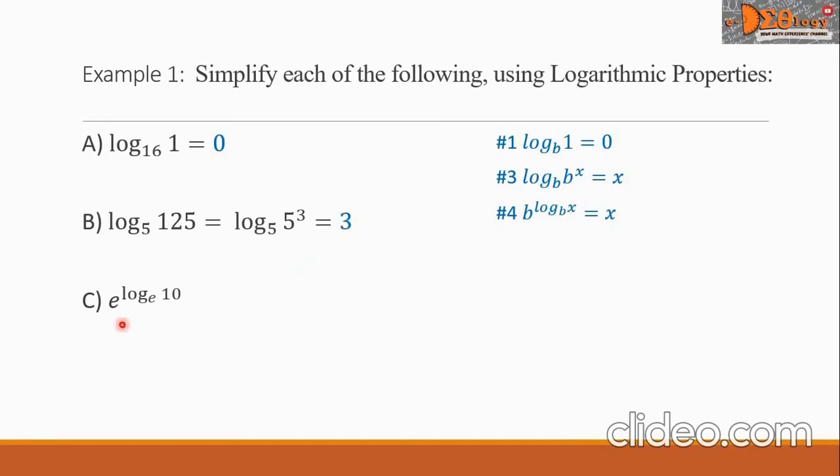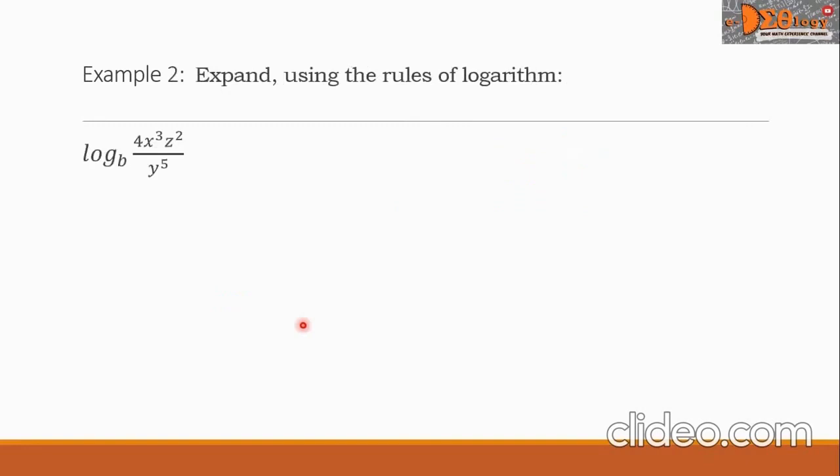For problem C, the e raised to log of 10 to base e, we're going to use property number 4. And the answer here is the value which is 10. So these are now the final answers. Let us go to example 2. Expand using the rules of logarithm.